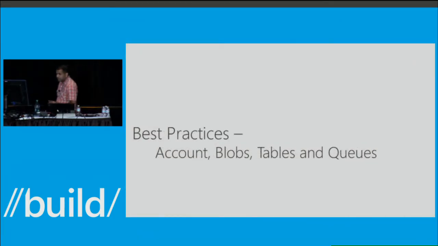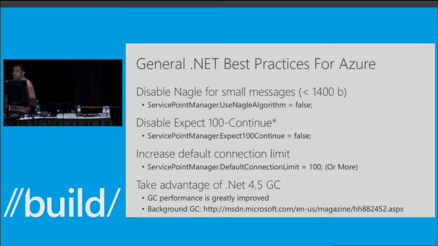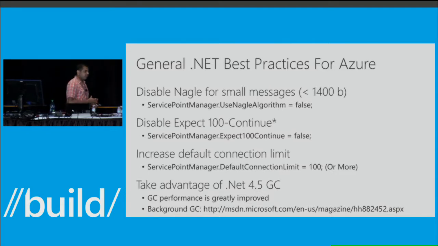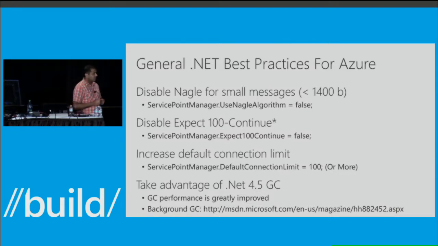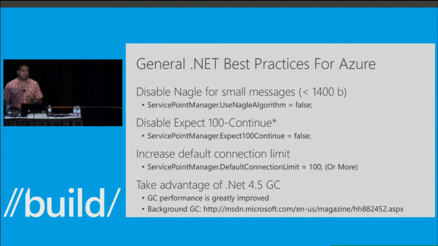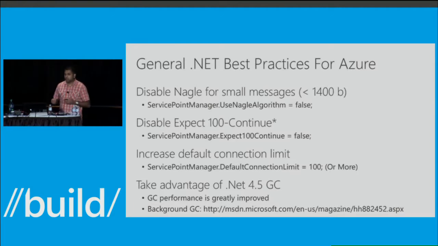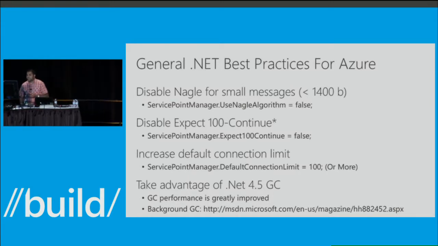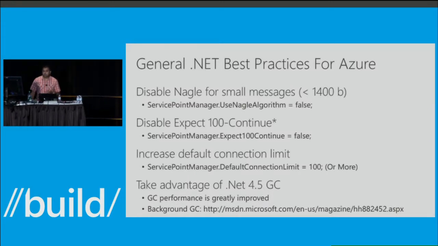With respect to best practices, a general best practice for .NET itself is to disable Nagle. Nagling along with delayed ACK can cause a lot of latency. The reason is, especially when your packet size is less than 14K, TCP Nagling and delayed ACK can add latency to your round trip. You can disable Nagling on the service point manager.